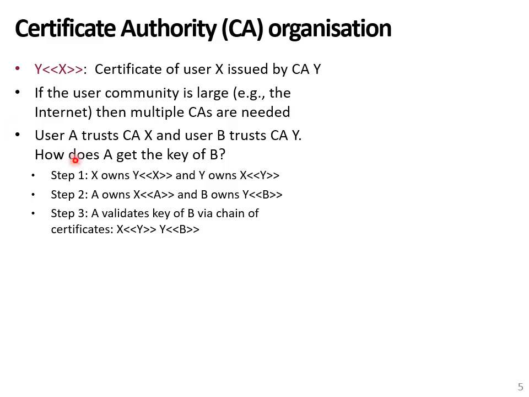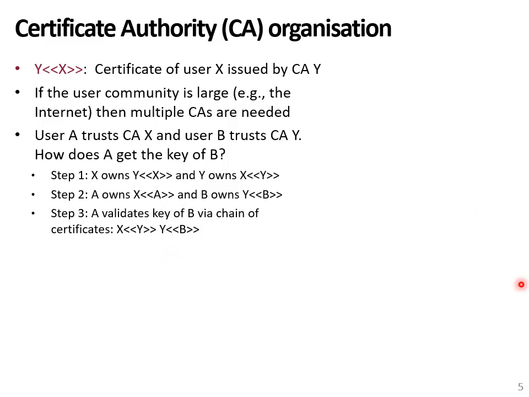Since A owns a certificate issued by X for its own public key and B owns one issued by Y, A can validate the validity of B's public key by creating a chain of certificates. Because A trusts X, X trusts Y, and Y trusts B, and therefore, since we trust X and X trusts Y, we trust in the certificate issued by Y.